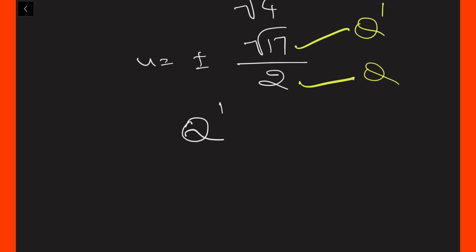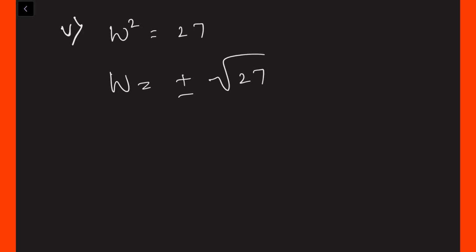Next, question number 5 in this. w² = 27. w² = 27 can be written as w is equal to plus or minus √27. Here 27 is not a perfect square, so this is irrational.